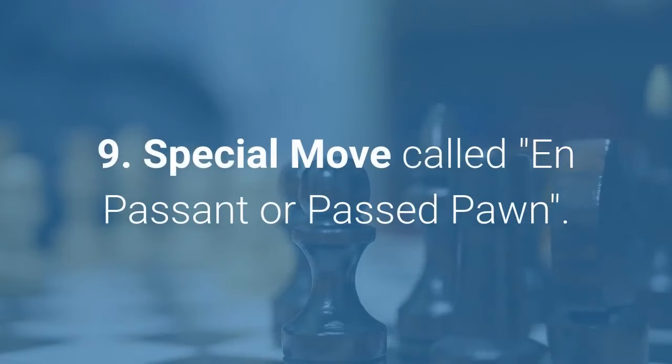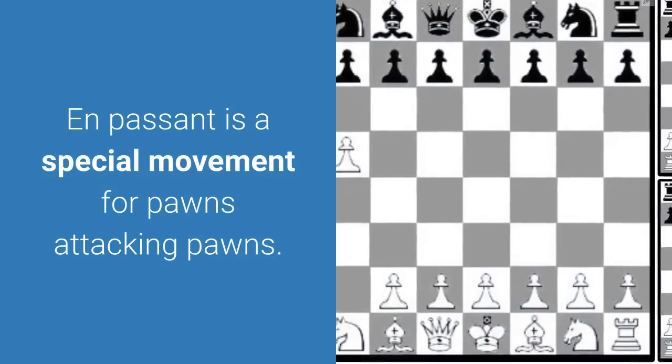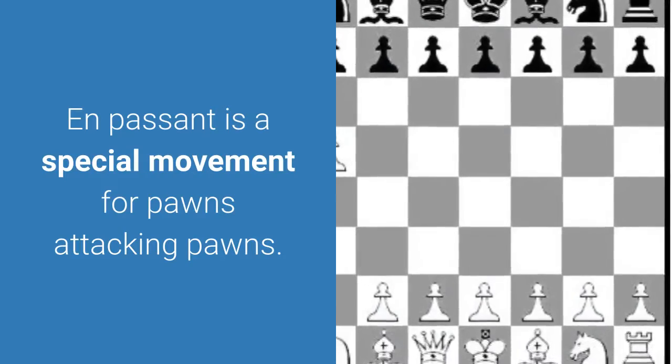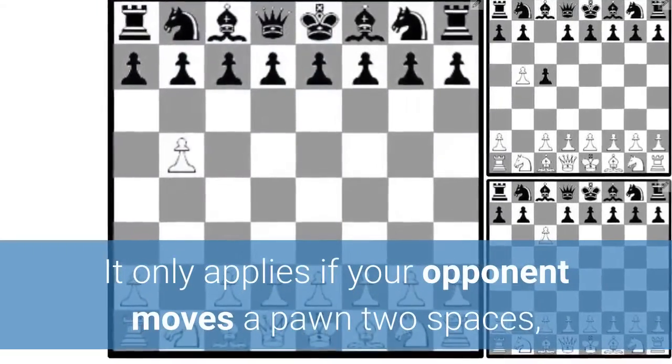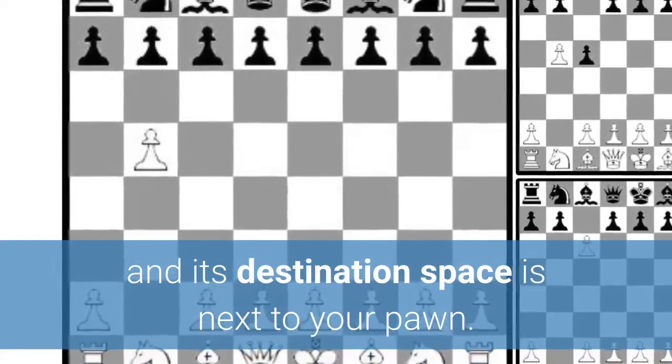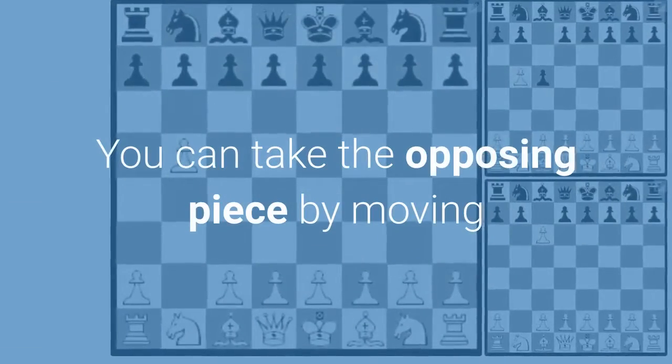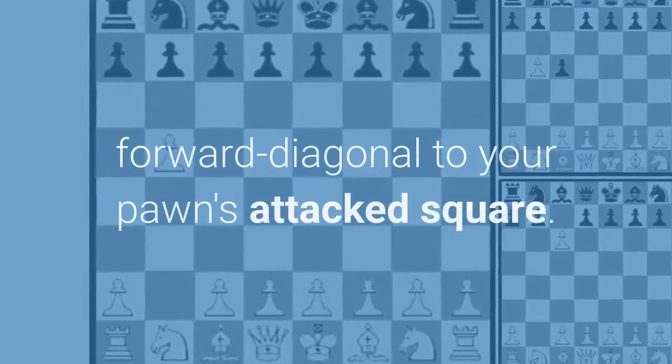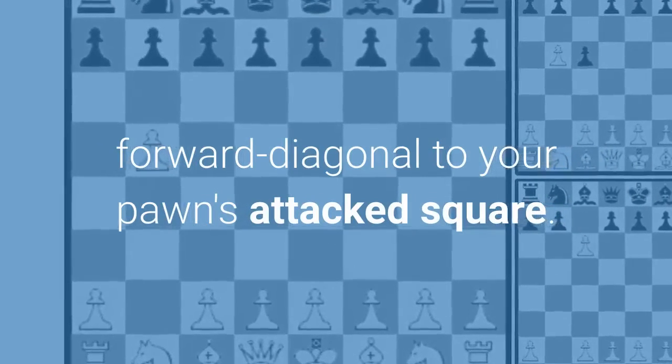9. Special move called en passant or passed pawn. En passant is a special movement for pawns attacking pawns. It only applies if your opponent moves a pawn 2 spaces, and its destination space is next to your pawn. You can take the opposing piece by moving forward diagonal to your pawn's attacked square.